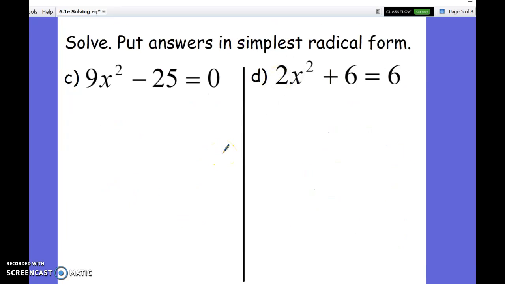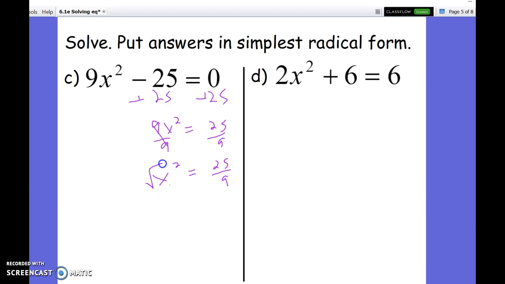Let's look at a couple more. Letter C, 9x squared minus 25 equals 0. Let's get that 25 out of there by adding it. So 9x squared equals 25. Now we can divide by 9 on both sides. 25 divided by 9 would not be a nice number, so we're just going to leave that as a fraction.